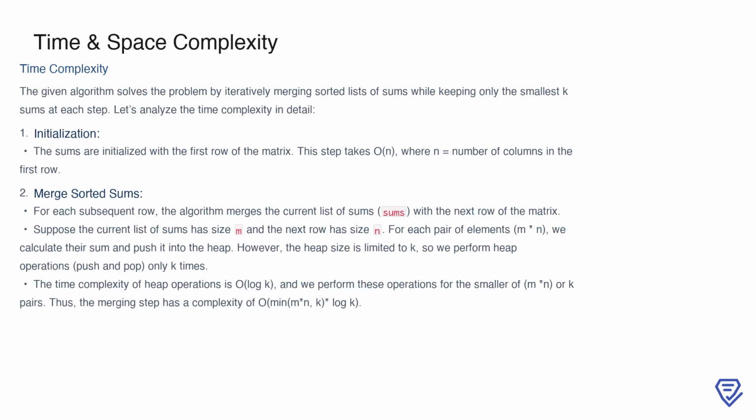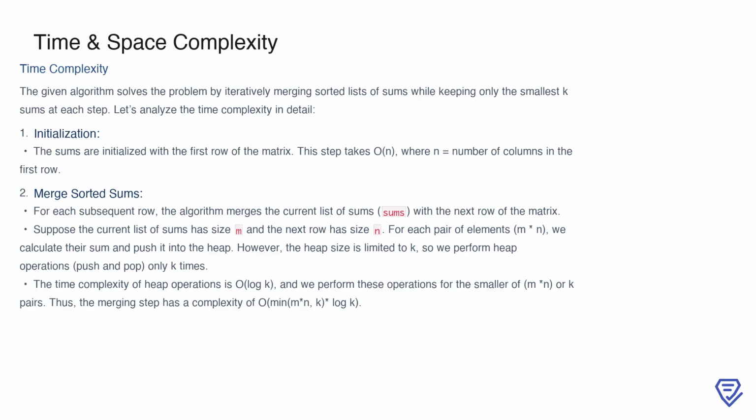To analyze the time complexity of the algorithm, let's break it down step by step. First, we initialize the sums with the values in the first row of the matrix. This setup involves simply iterating over the columns in that row, so it takes O(n) time, where n is the number of columns. Now, for each subsequent row, the algorithm performs a merge operation to combine the current list of sums with the next row.